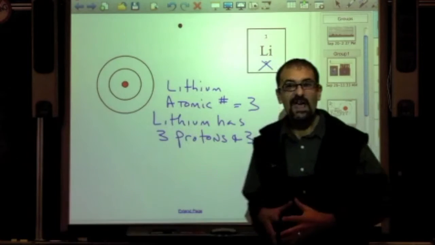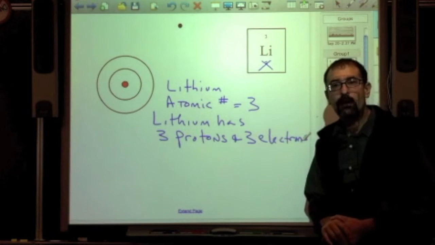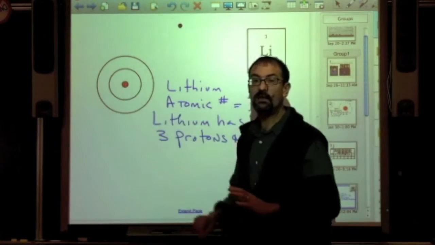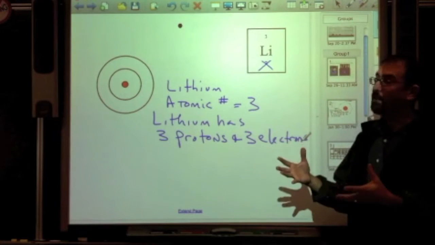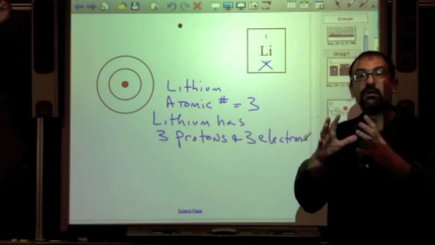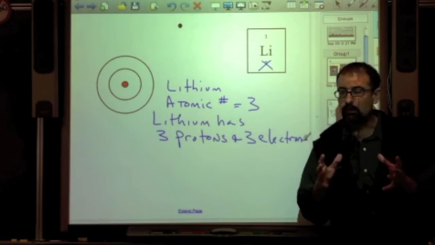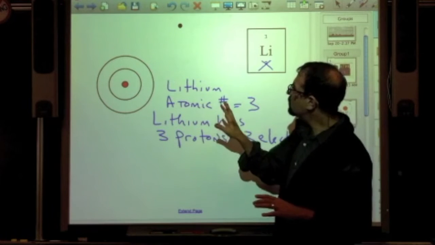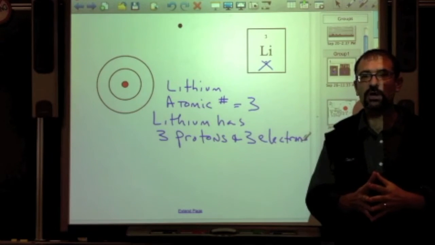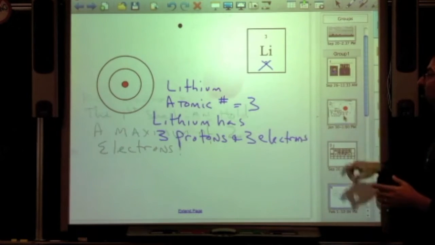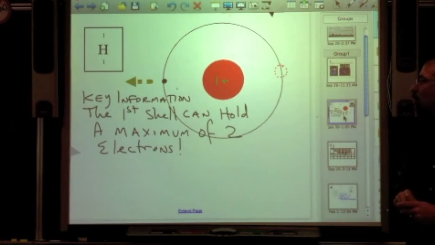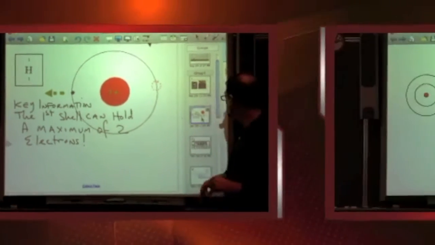Okay, well, our next task is to place the electrons around the nucleus of lithium. Remember, there are 3 protons in the nucleus of lithium, and now we want to place the electrons on the energy shells that surround the lithium nucleus. So when we look at this, you've got to think to yourself, all right, how many electrons fit on the first energy shell?